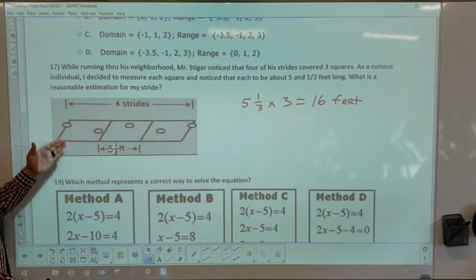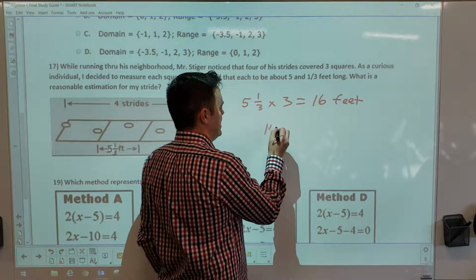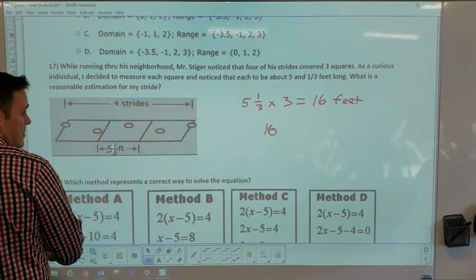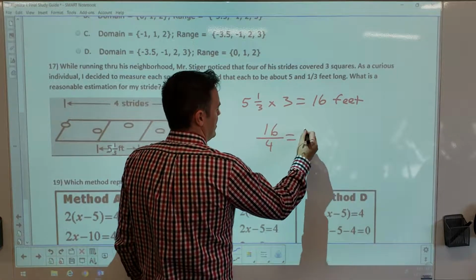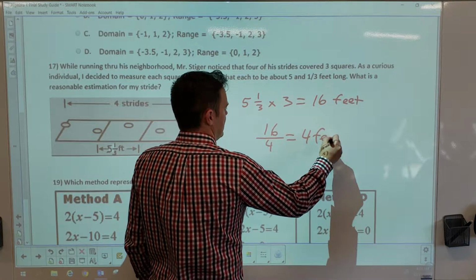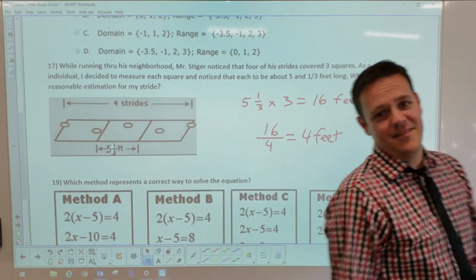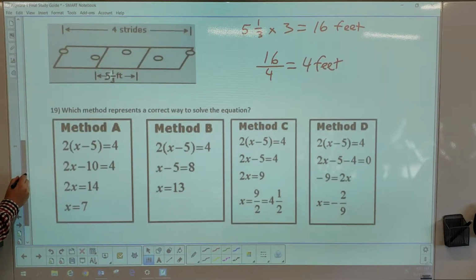Now, how many strides do I have? 1, 2, 3, 4. 16... let me rewrite that. So 16 divided by 4, each one of my strides is 4 feet. That's if I'm running, not if I'm walking. So as we go from there, there's your answer to that one.